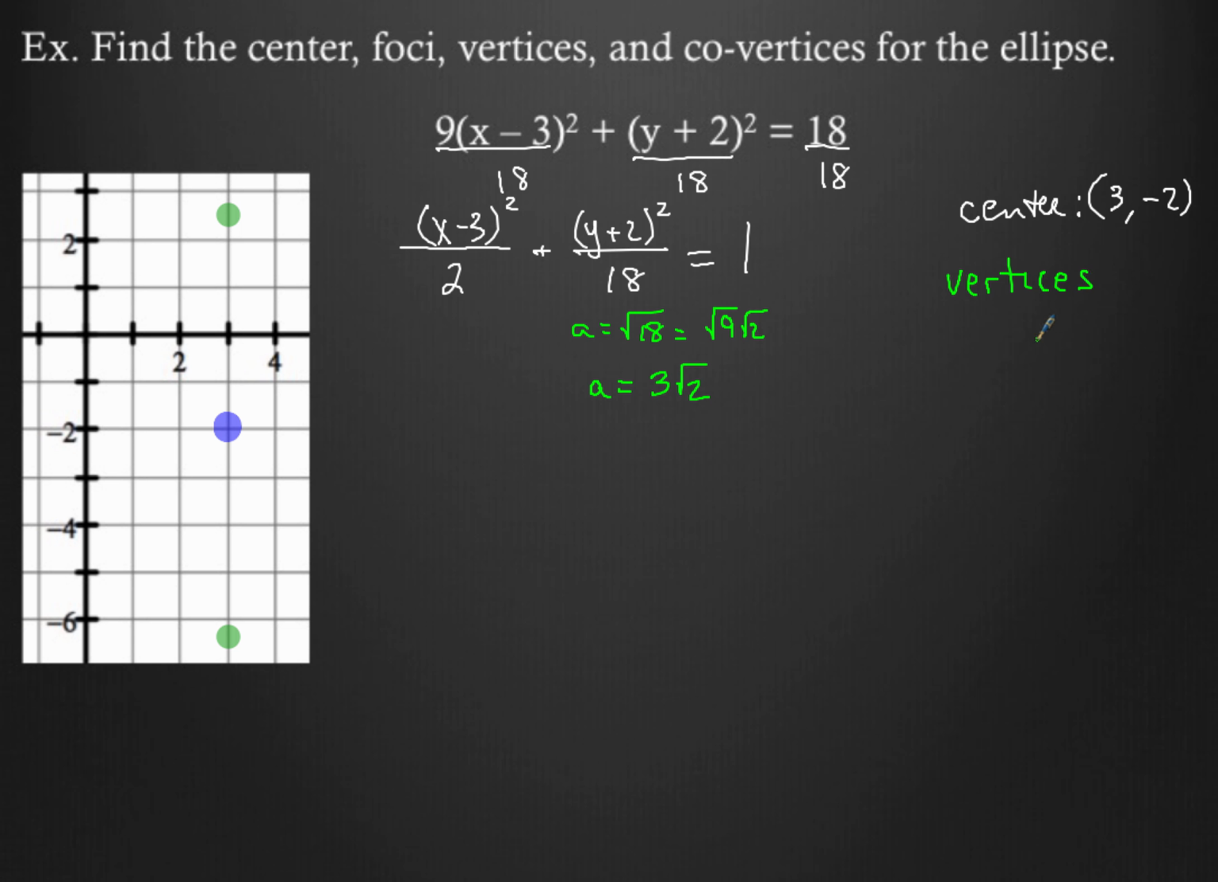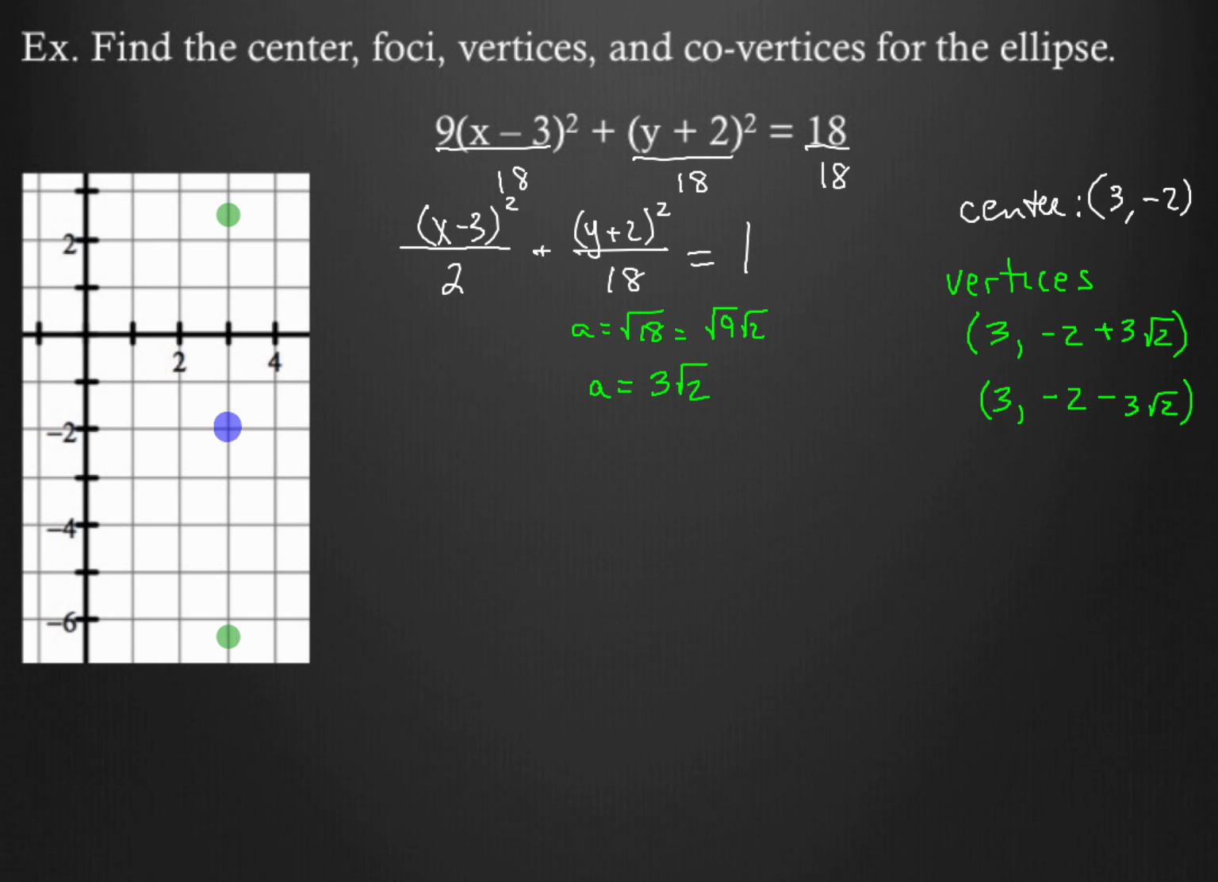And the exact value for my vertices: my x-coordinate was the same as the x-coordinate of my center, which is 3. And then I started at -2 and went up 3 square roots of 2. And for my other one, again I started at 3, but then I went to -2 and went down 3 square roots of 2. So those are the two coordinates, an exact value for my vertices.